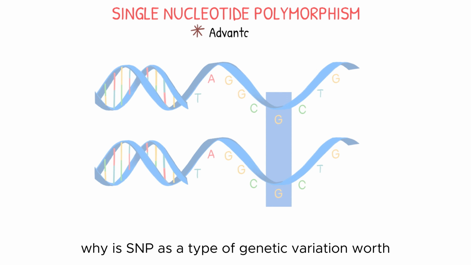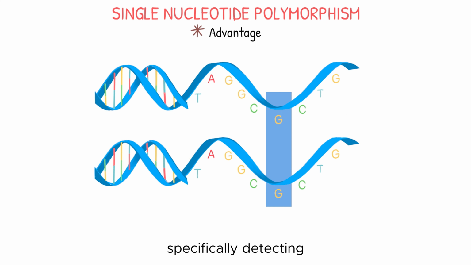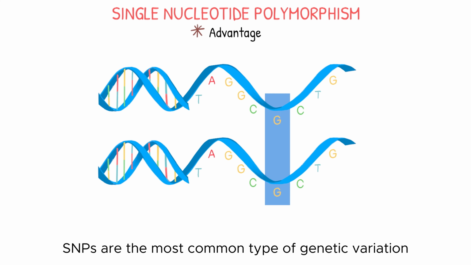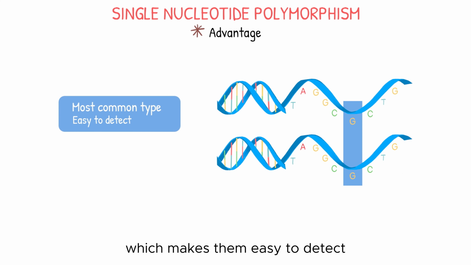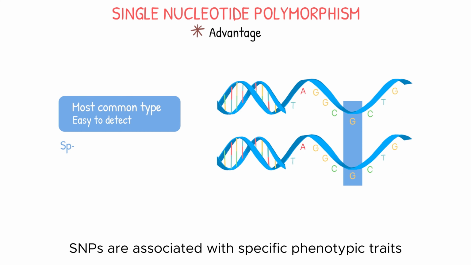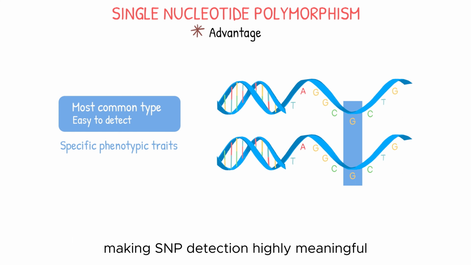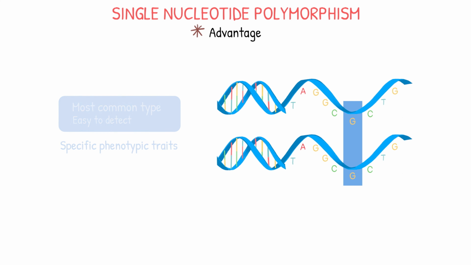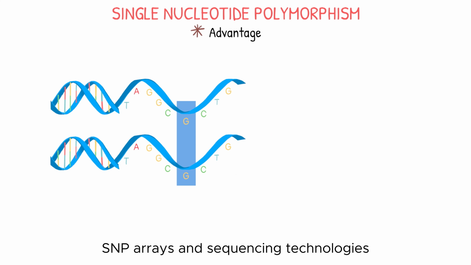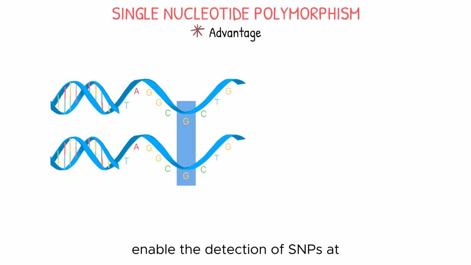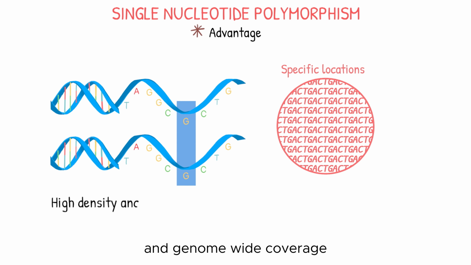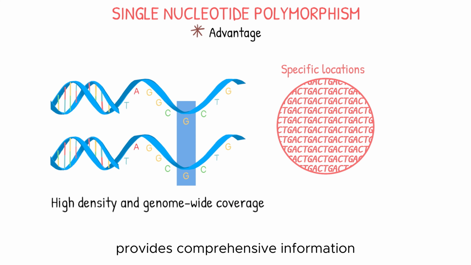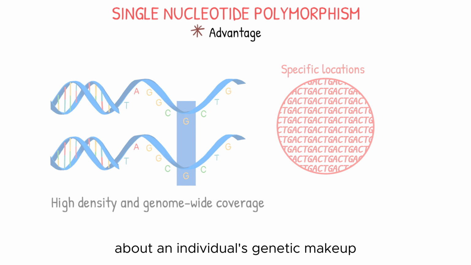Why is SNP, as a type of genetic variation, worth specifically detecting? This is because SNPs are the most common type of genetic variation, which makes them easy to detect, identify, and track. Additionally, many SNPs are associated with specific phenotypic traits, making SNP detection highly meaningful. SNP arrays and sequencing technologies enable the detection of SNPs at thousands to millions of specific locations across the genome. This high density and genome-wide coverage provides comprehensive information about an individual's genetic makeup.